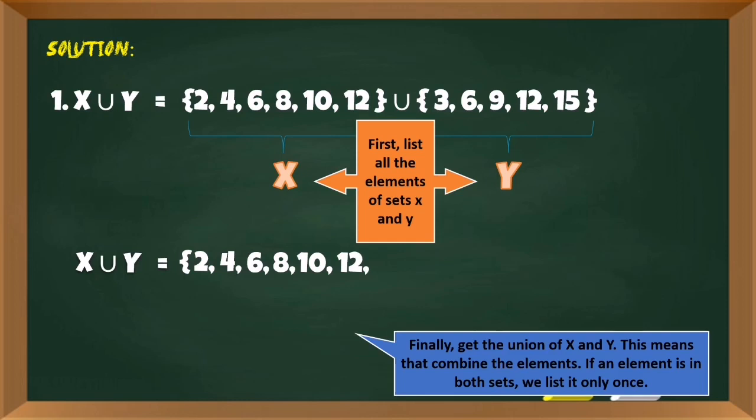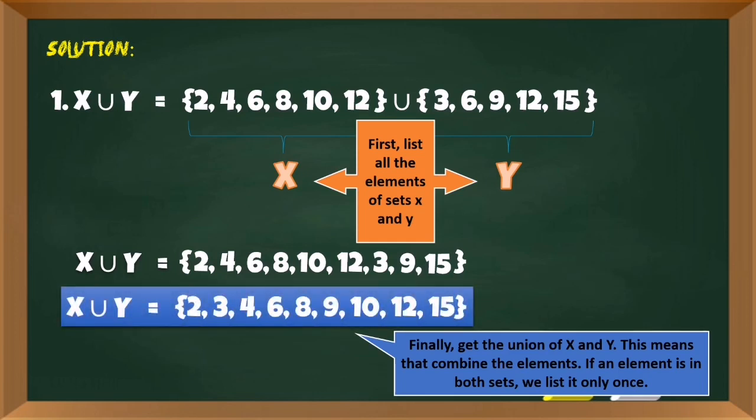Then, let's have the elements in set Y. So for set Y, let's list only the elements 3, 9, and 15 since 6 and 12 are found in set X. So we will no longer write the 2 elements. To make it uniform, if the elements of the given set are numbers, then arrange your final answer in increasing order. Therefore, the final answer for number 1 is X union Y is equal to the set that contains the elements 2, 3, 4, 6, 8, 9, 10, 12, and 15.